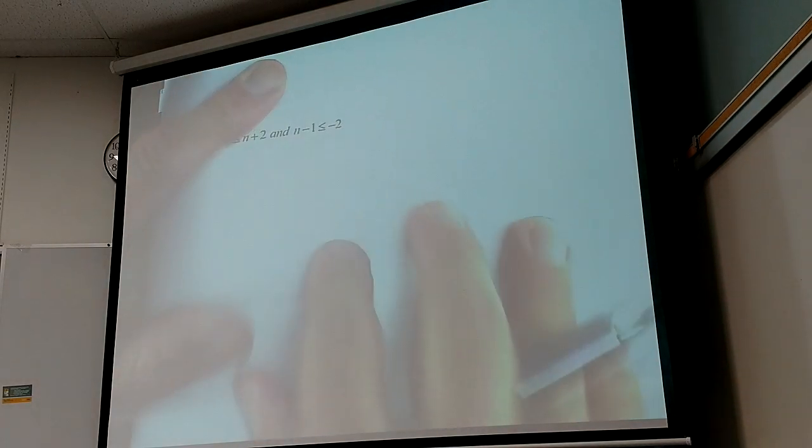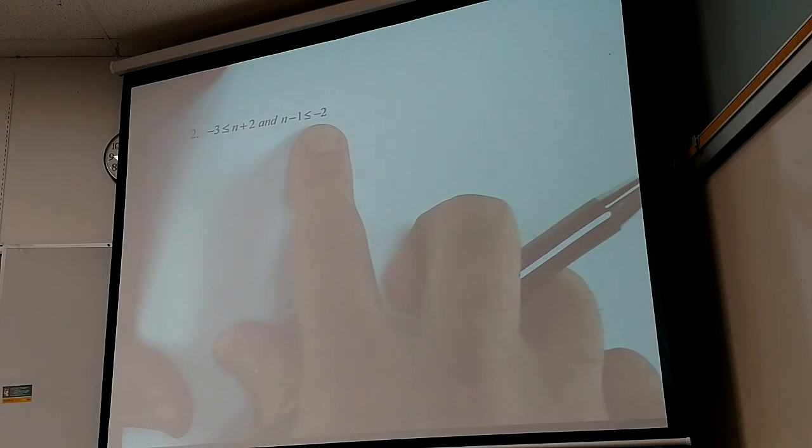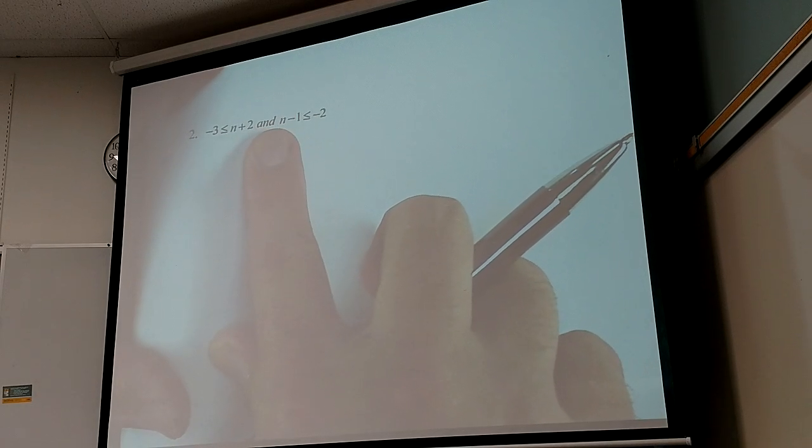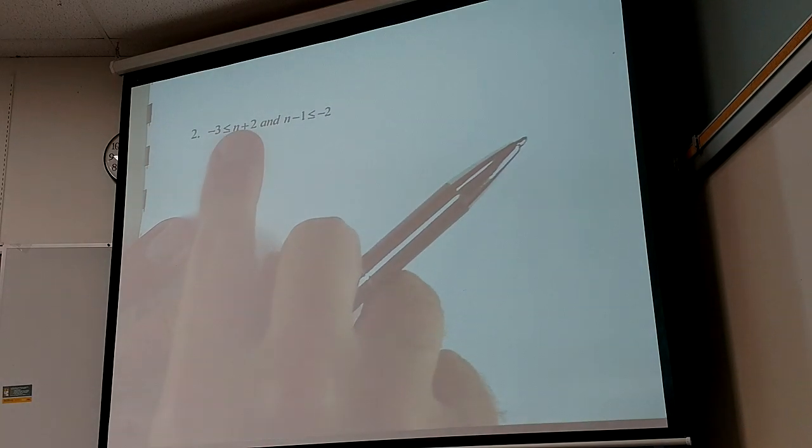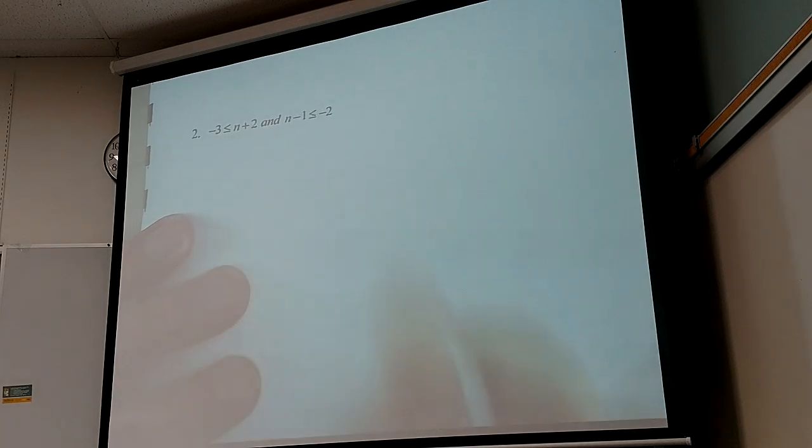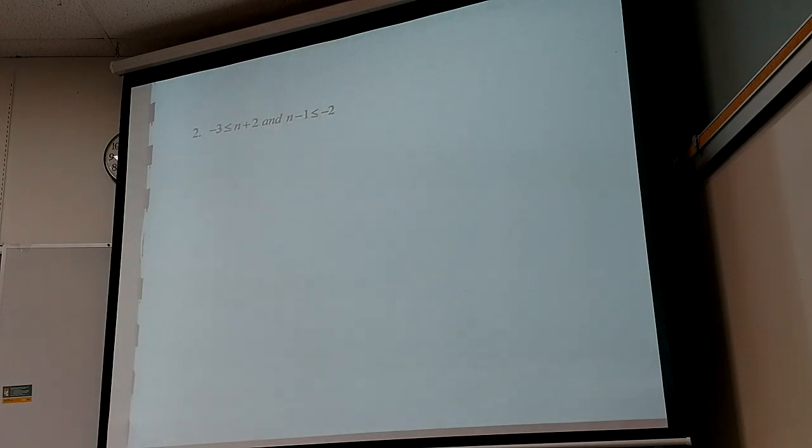Let's get a little deeper into this. Let's do this one together. And then we'll go back and do this one. So, do you see how these are 2 separate statements, but they're brought together by an "and"? Take a minute and solve each one for n. Go ahead and do that first. They're both one-step problems, right?